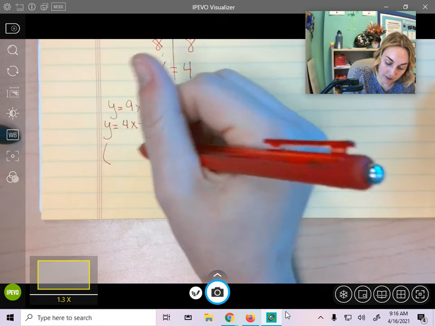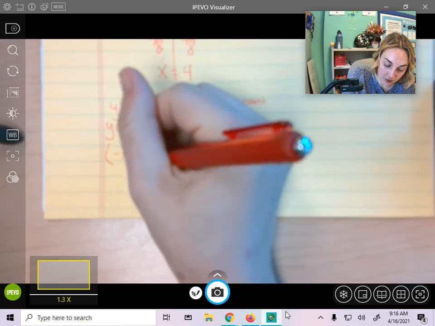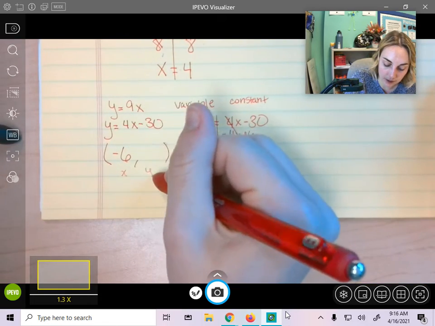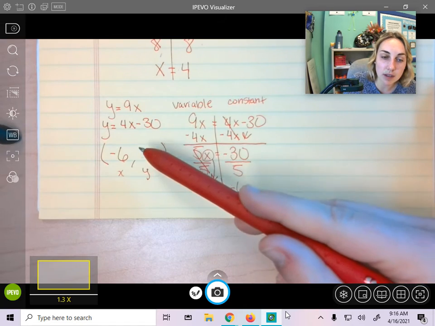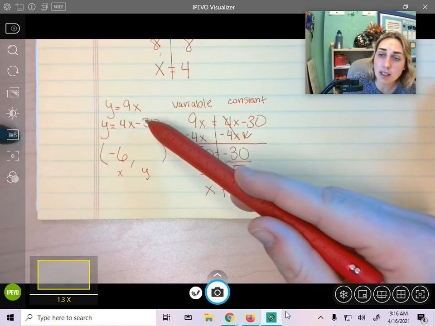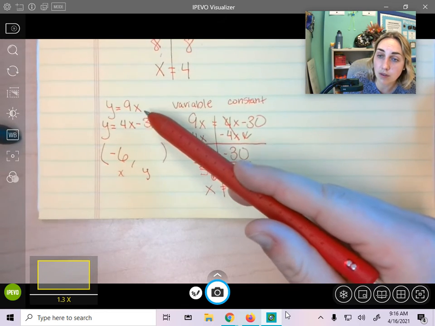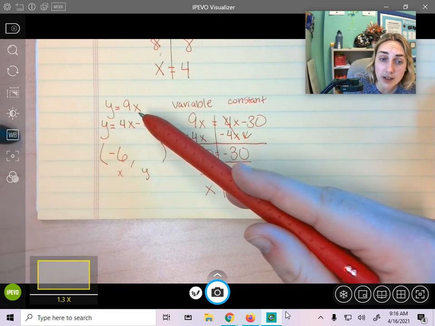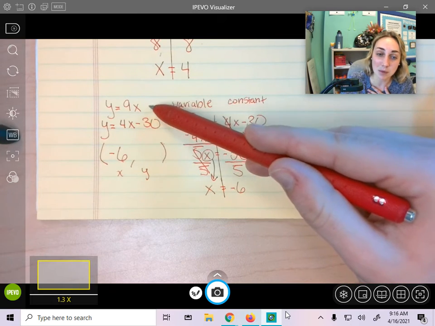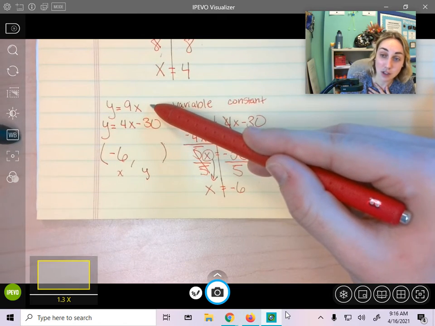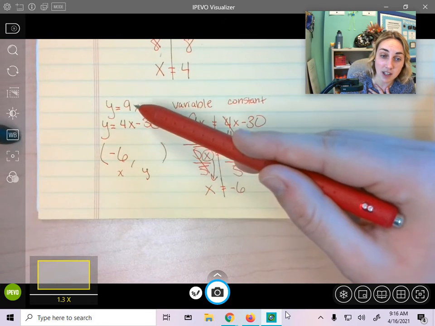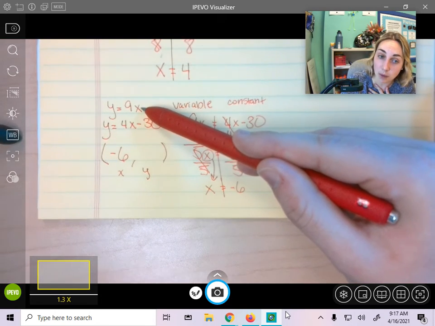Okay, so I'm going to write down my ordered pairs. I have my x value, it's negative 6. Now I need to find my y value. So what I have to do is substitute this x value into either one of these equations, it doesn't matter, in order to find y. I'm going to choose the equation that I think is going to be the easiest. And me personally, I think this one would be easier because you only have to do one thing. You just have to multiply. So I'm going to plug in this x value into this equation to solve for y.